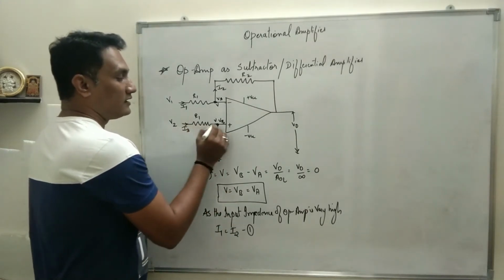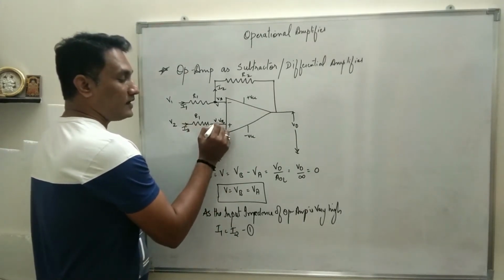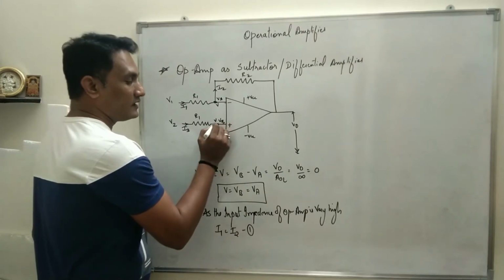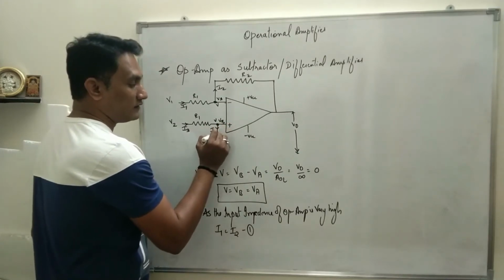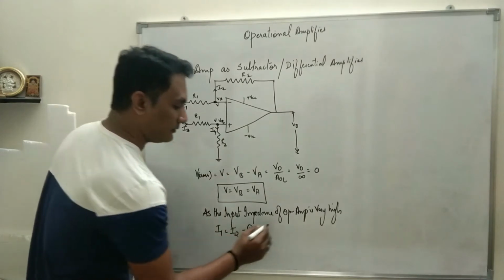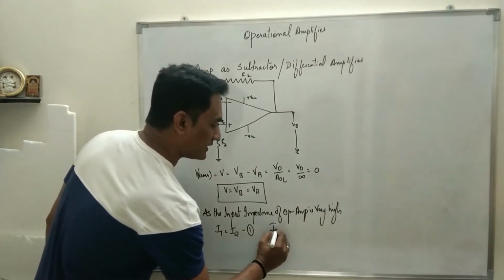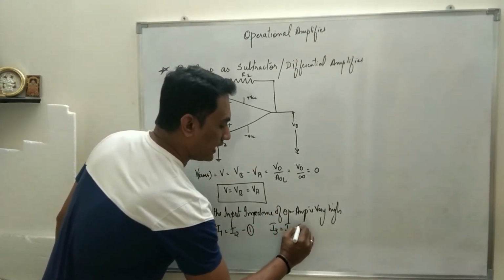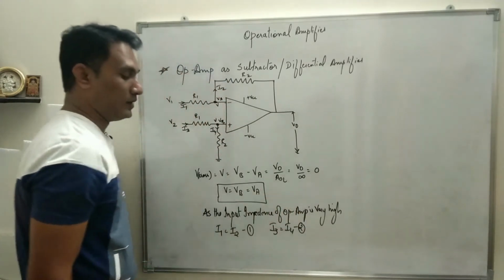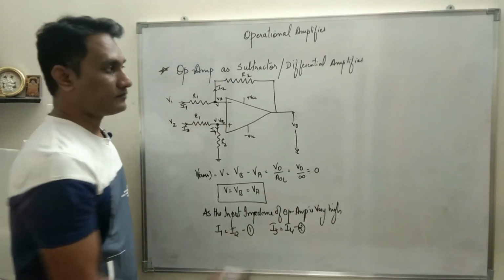So I3 current will flow up to VB, and as the input impedance of the op amp is very high, all the current will flow through this R2 to ground, so that current will be I4. So from the figure we can say I3 is equal to I4. Let this be equation number 2.